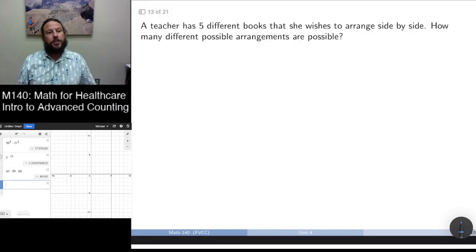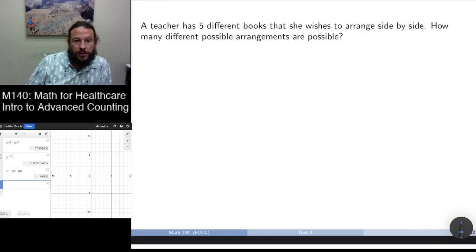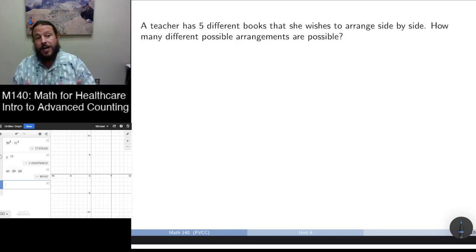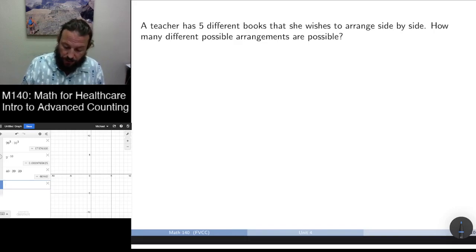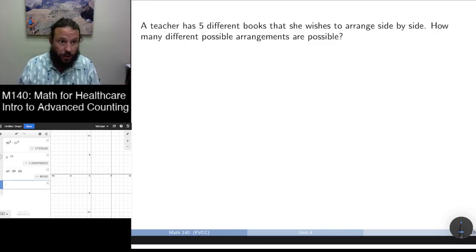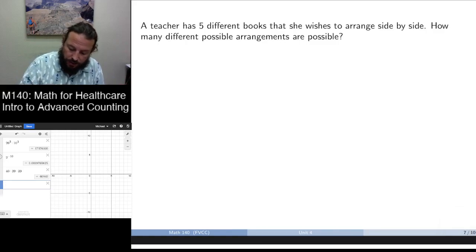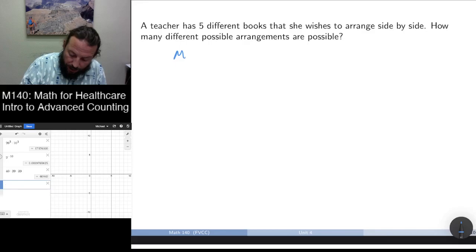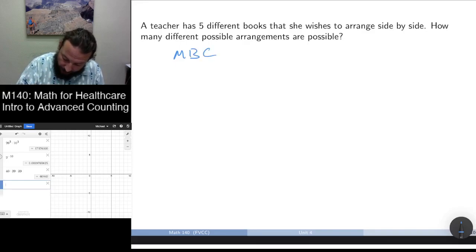How about we got a teacher that has 5 different books that she wishes to arrange side by side? How many different possible arrangements are there? Again, we're saying, what is the size of the set of all arrangements of these 5 books? All right, so let's see. First of all, let's imagine what they're talking about. Sometimes it's good to write down. Let's say we have a math book, a biology book, a chemistry book, a physics book, and an econ book, okay?